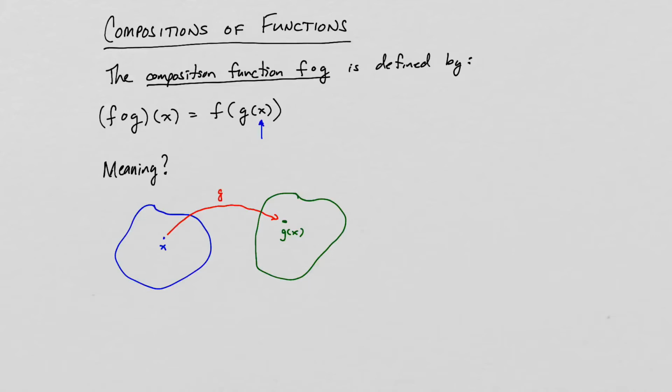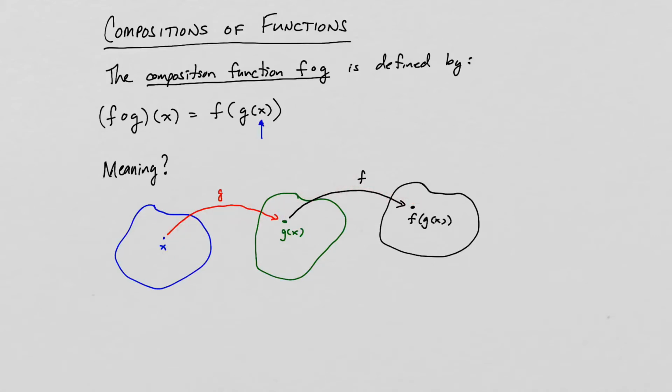Then what happens is you take this number, this g of x, and now you apply the function f to it. And that function f is going to take this value and bring it to a new value. So f will now take that g of x value and turn it into an f of g of x value. So what a composition function does is it applies two functions to a particular value of x in succession.